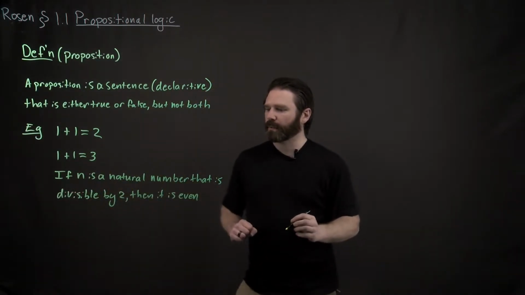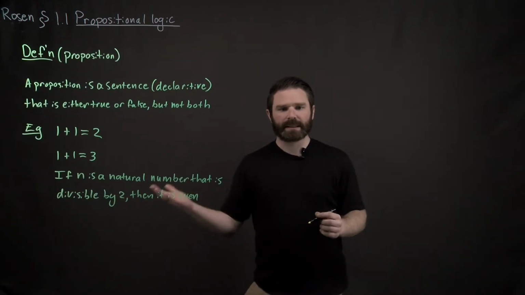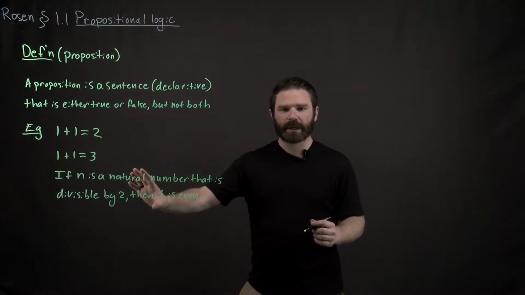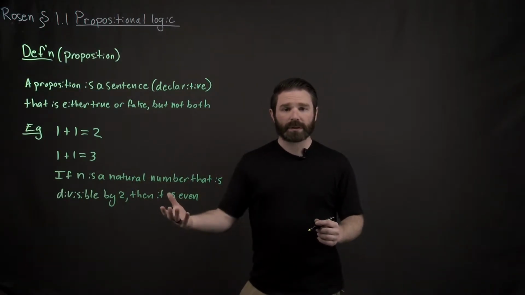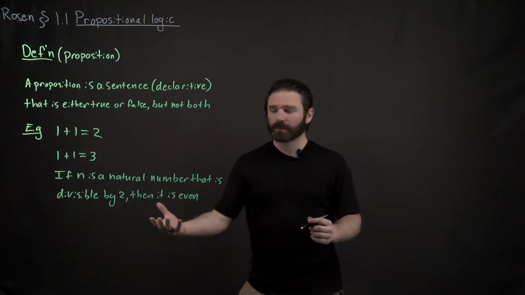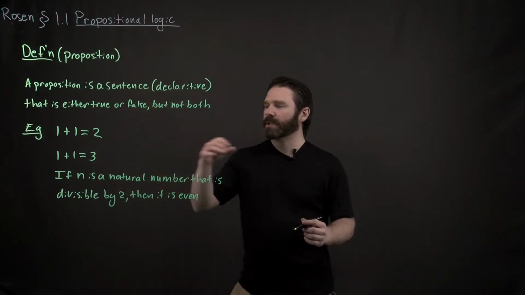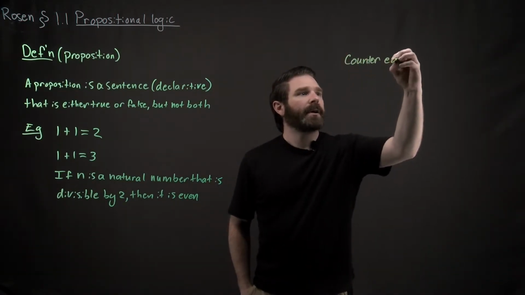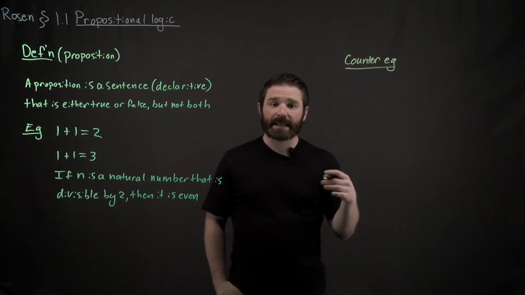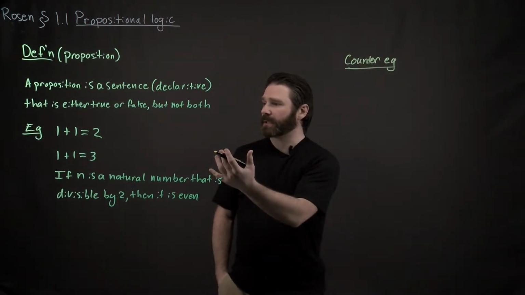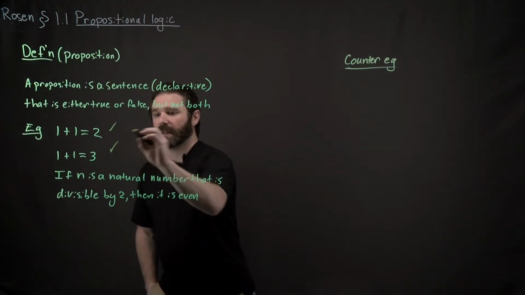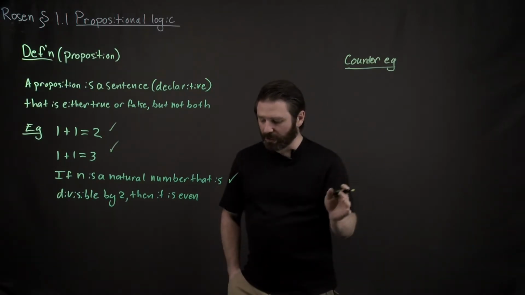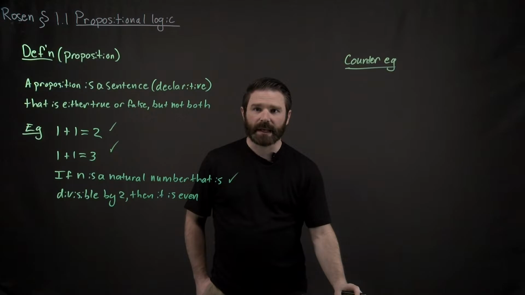If n is a natural number that is divisible by 2, then it is even. This right here is a declarative sentence that is declaring something that can be either true or false, but not both. Might be helpful to understand propositions by looking at a couple of counterexamples. That is, things that are not propositions. So this was a proposition, this was a proposition, and that is a proposition. However, let's look at a couple of counterexamples.